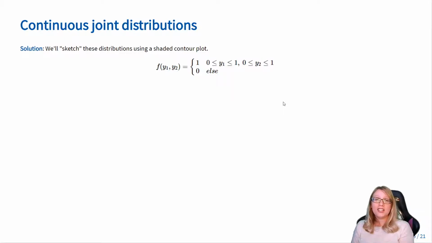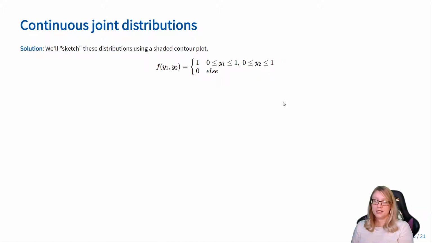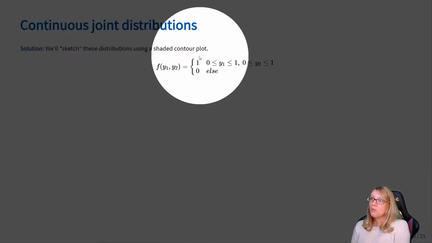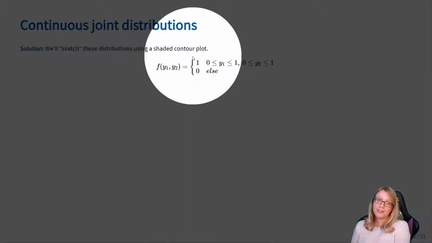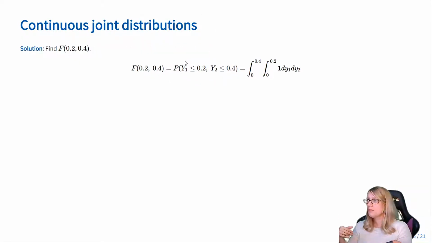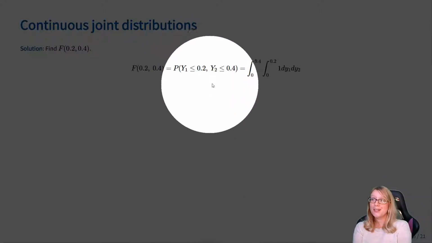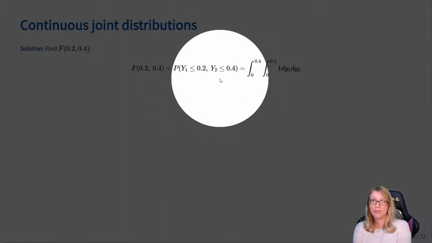I'm going to sketch these using a shaded contour plot. So in my plot that you'll see, we have 1 everywhere, so that's the value for the joint PDF. So really, this is just a flat rectangle. In order to now find the joint CDF of 0.2 and 0.4, we want to take the probability that y1 is less than 0.2 and that y2 is less than 0.4.